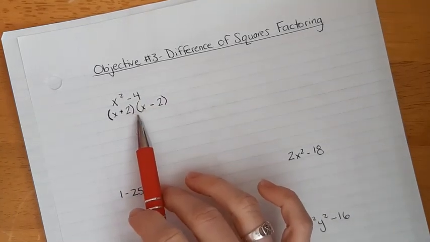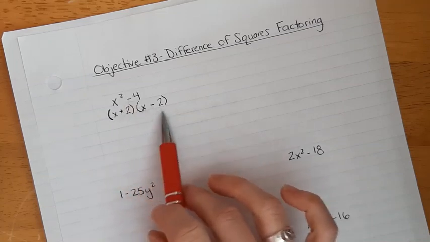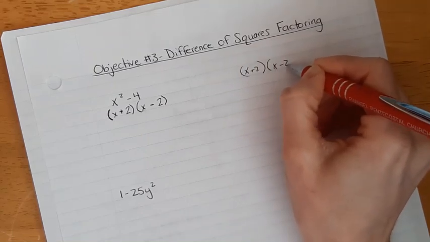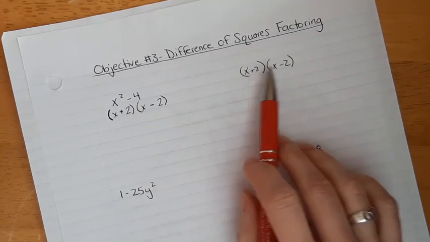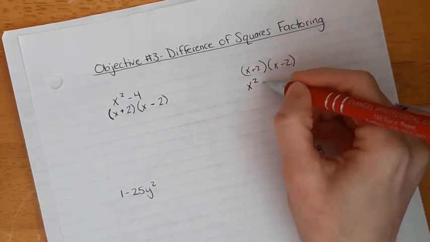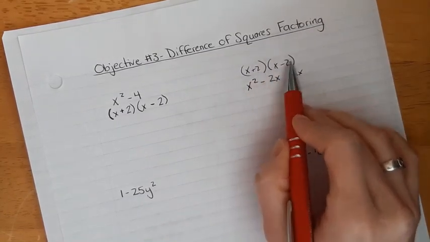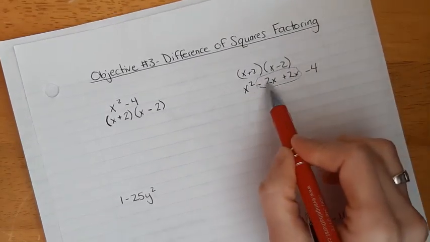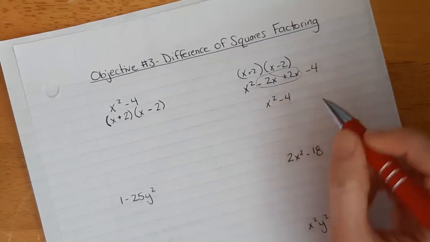You might be thinking, I don't understand, why is that? How does that factor from that? I want you to think in reverse for a moment. In the fall, we might have done a question like this, and the instruction might have been FOIL. First, x times x, x squared. Outer, x times negative 2, negative 2x. Inner, plus 2x. Last, minus 4. What happens to these middle two terms? Negative 2x plus 2x, bam, canceled. So all you have left is x squared minus 4.